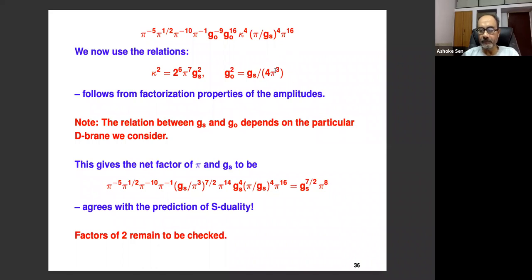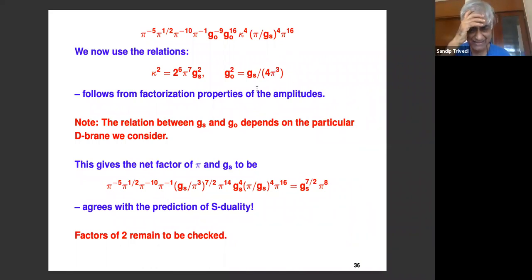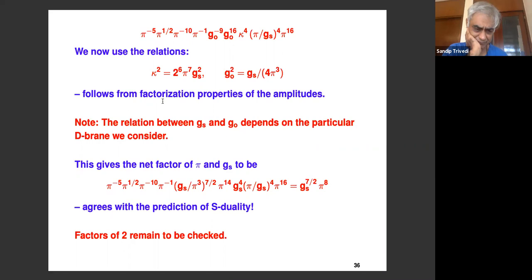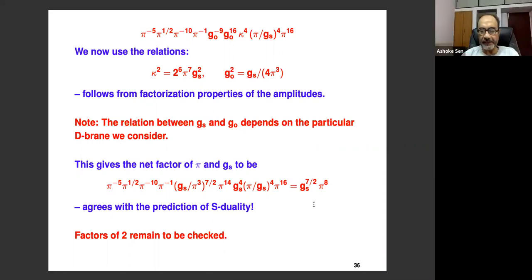So that's the general rule, right? If you want to know the general rule for calculating G0 for a given D-brane, that's the rule. Okay, so now you just put everything together, and you see that this GS to the 7/2 emerges and pi to the 8 emerges, right? These are exactly what you have from the prediction of S-duality. And as I said, factors of 2 still remain to be checked.